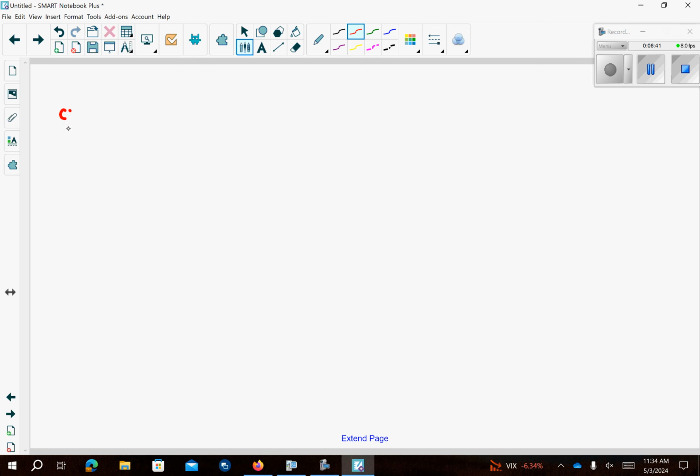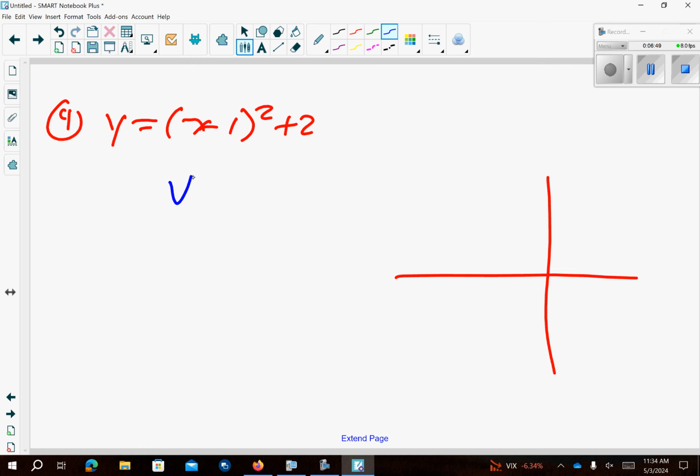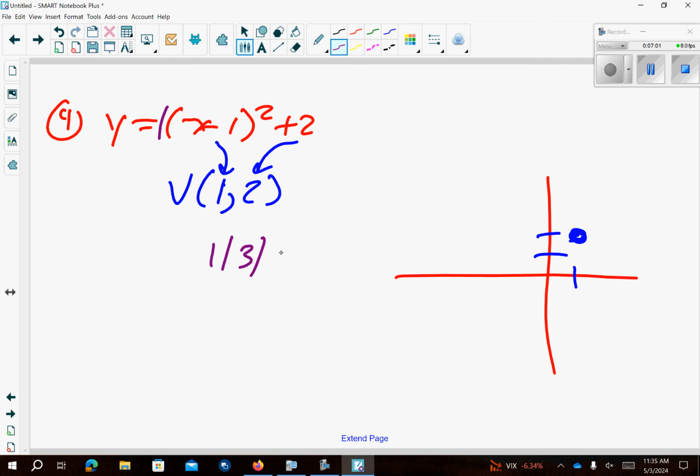Number 4, we have y equals x minus 1 quantity squared plus 2. So this is already in vertex form. Our vertex is 1, comma 2. Remember, it's opposite. If it's grouped, it's not grouped, same sign. So 1, comma 2 is right here. Our pattern graph, because there's a 1 out front, it's going to be 1, 3, 5.